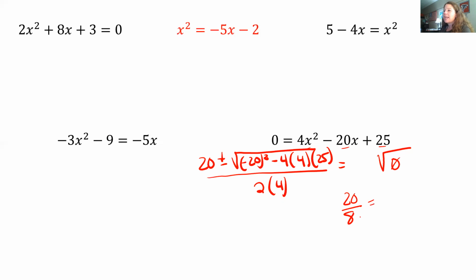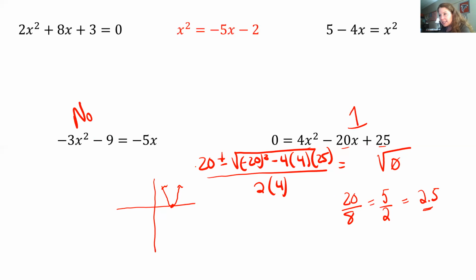So 20 divided by 8, if I simplify that, I get 5/2, which is 2.5. Well, if I only have one answer, what would that mean? That means I have a positive parabola, and guess what? The vertex sits on the x-axis at 2.5. So this one had no x-intercepts, and this one has exactly one x-intercept, and that means the vertex of the parabola is sitting on the x-axis. All righty.